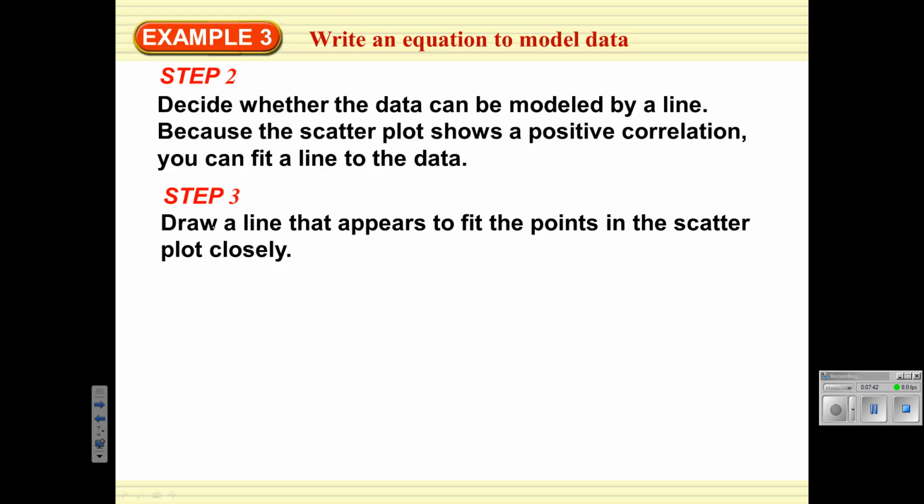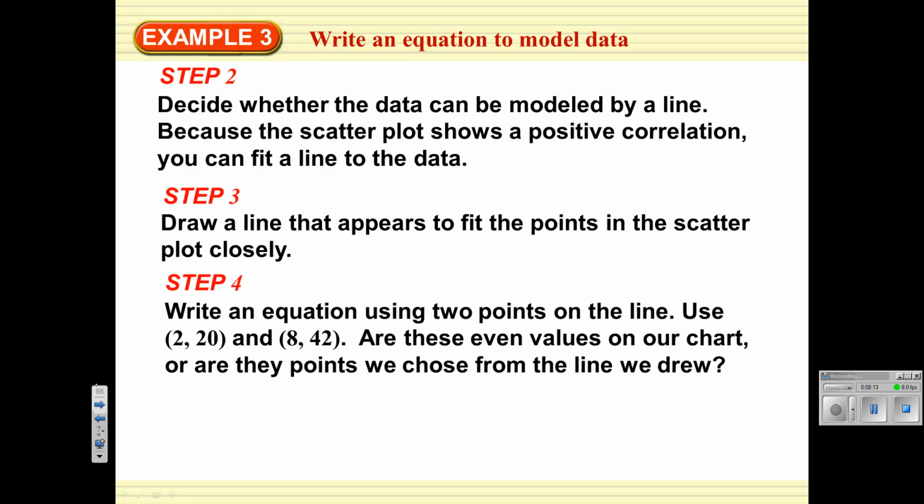So your step 3 would be to draw a line that appears to fit the points in the scatter plot closely. You need about half the points above your line and half the points below your line. They don't have to be on your line at all. None of the points might sit on your line. Maybe part of the points sit on your line. It doesn't matter as long as it models a good trend. So make sure that if none of your points sit on your line, about half are above and half are below. So you would draw a line to do that.